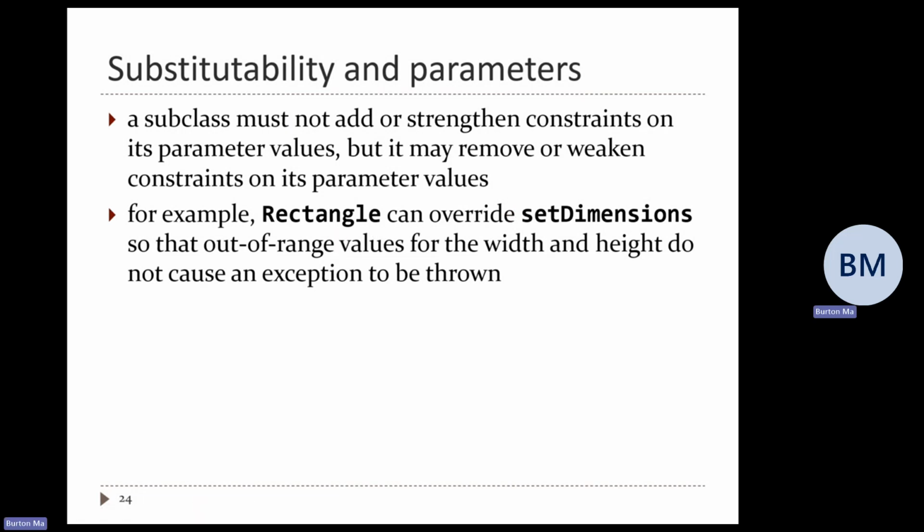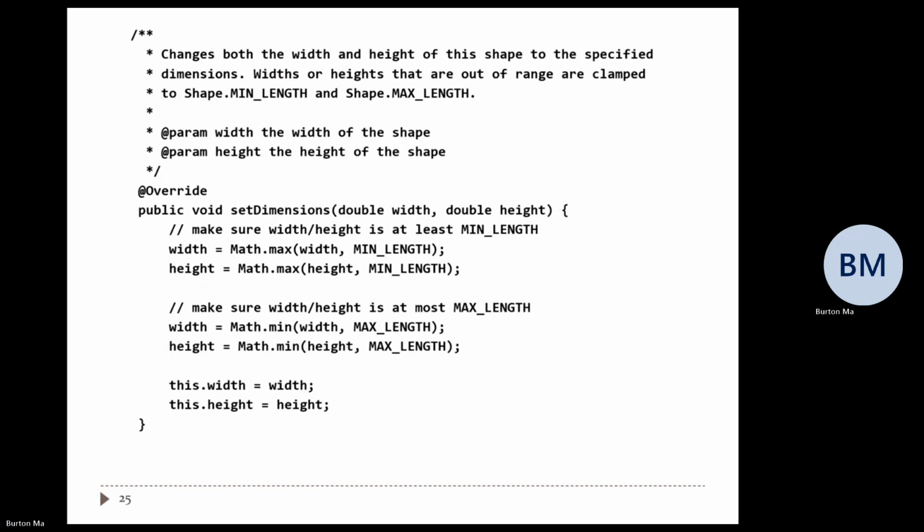So for example, someone could come along and whoever implemented rectangle, right, can say there are no constraints on the width and height that you pass into this method, right? Instead, what I'm going to do is if you pass in a value that's less than 1, I'm going to change that value to min length. And if you pass in a value that's greater than 100, I'm going to change that value to max length. But I'm not going to throw an exception.